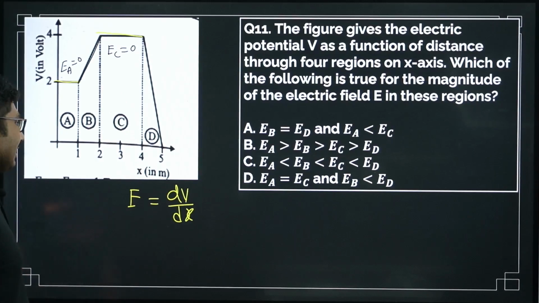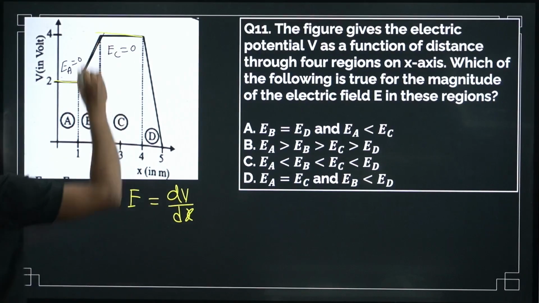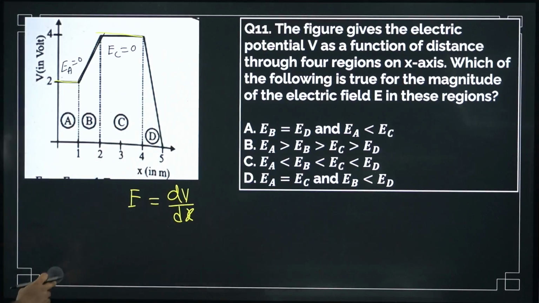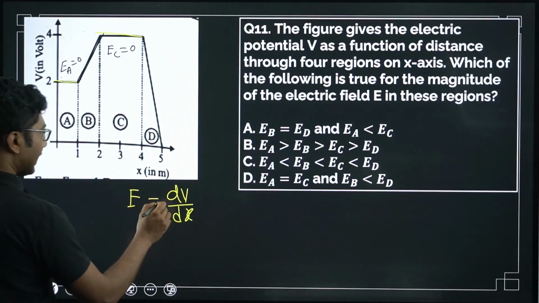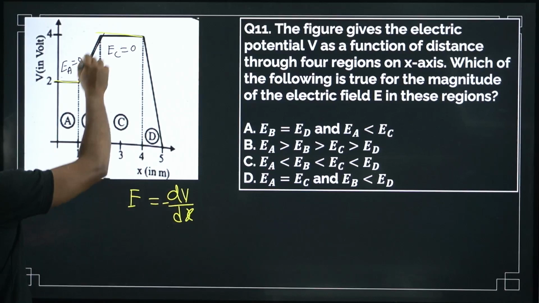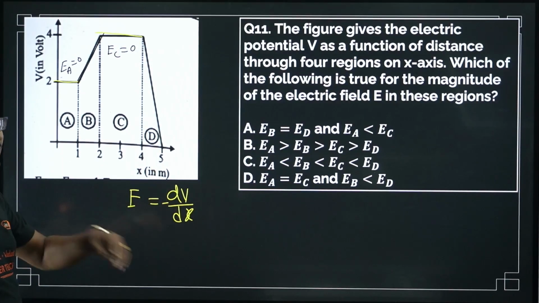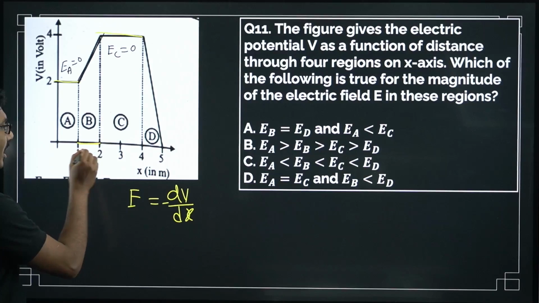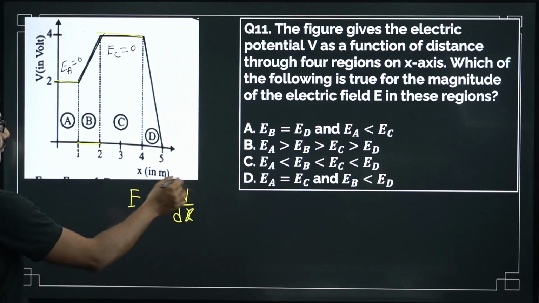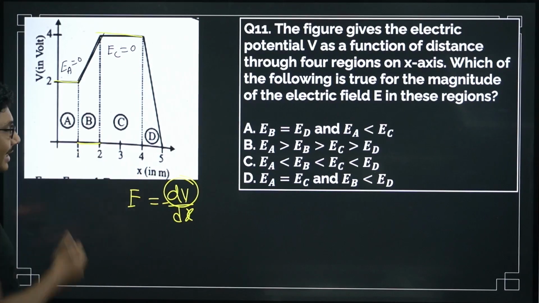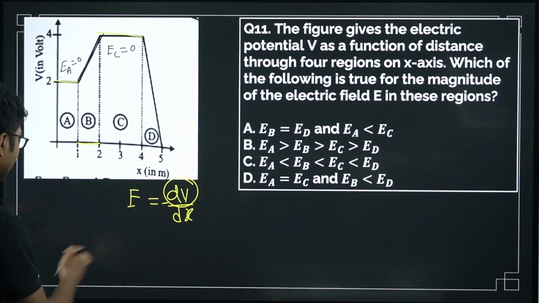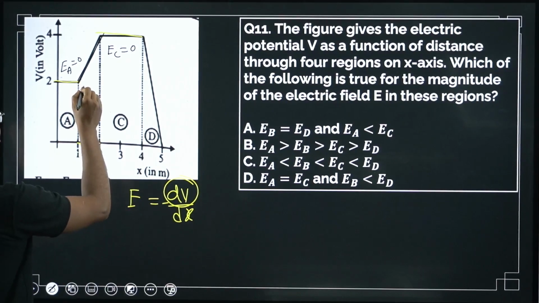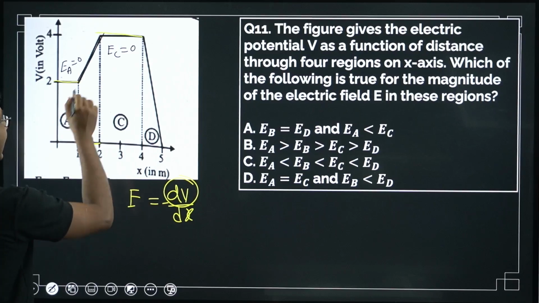V is increasing. Okay, so V is increasing means the electric field will decrease. There is a negative sign here, so we have to consider the negative sign as well. dV is positive, and x is increasing from 1 to 2. So V is increasing means E is decreasing. So here the electric field will not be 0, but the electric field will be negative.